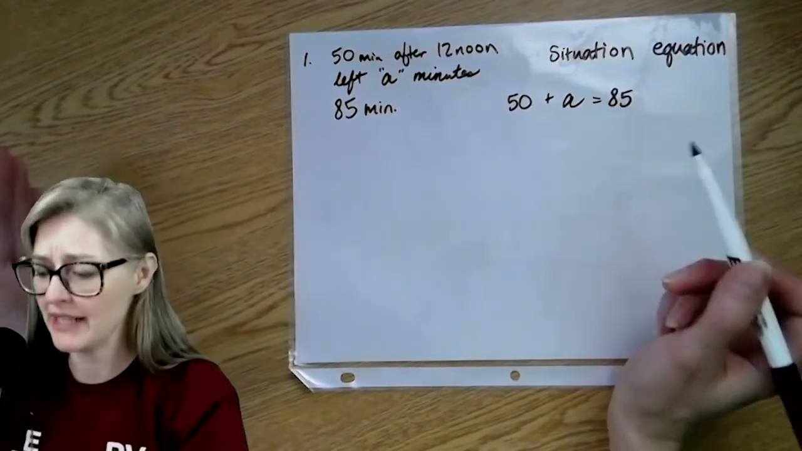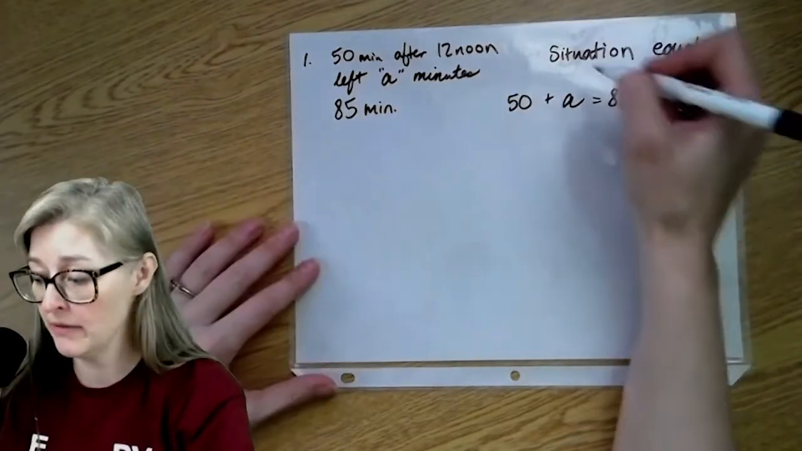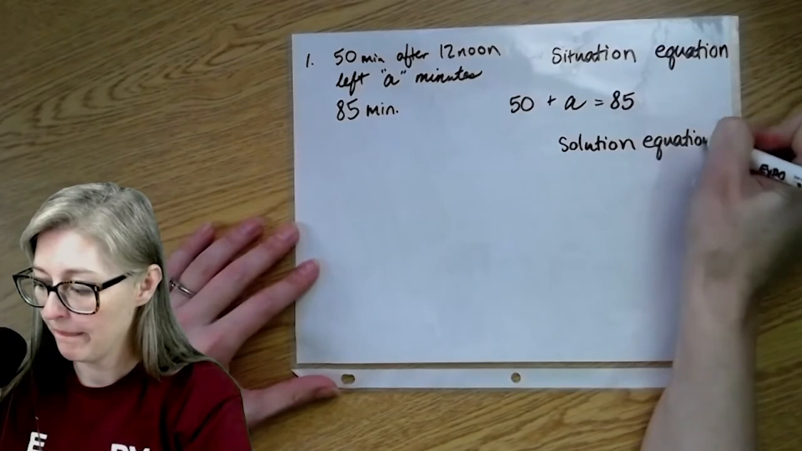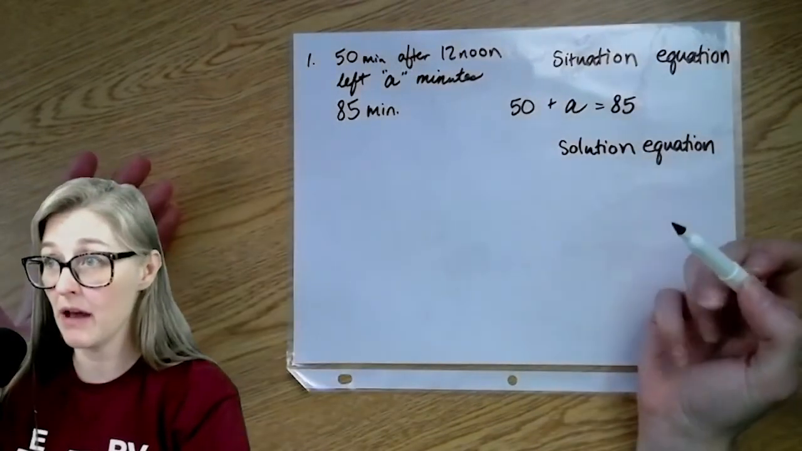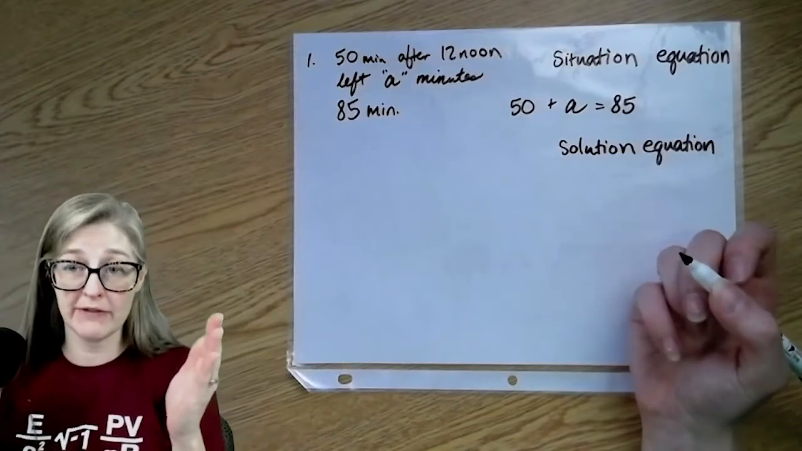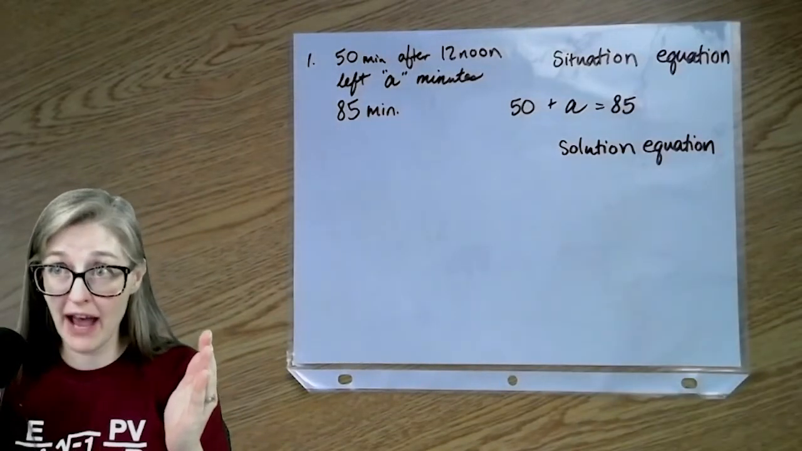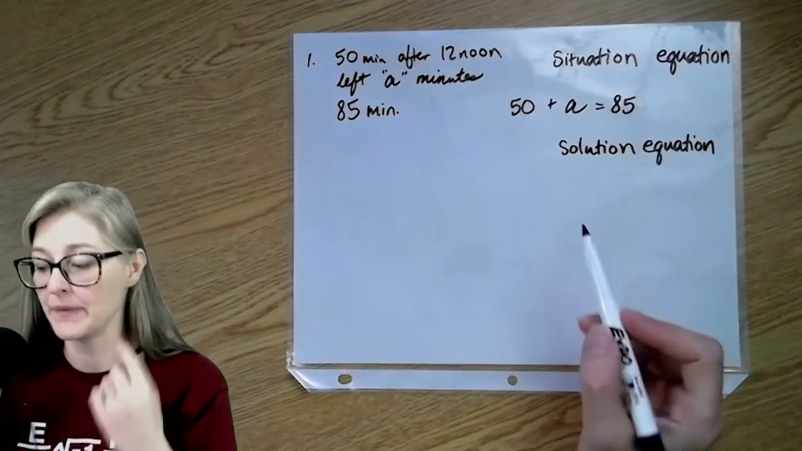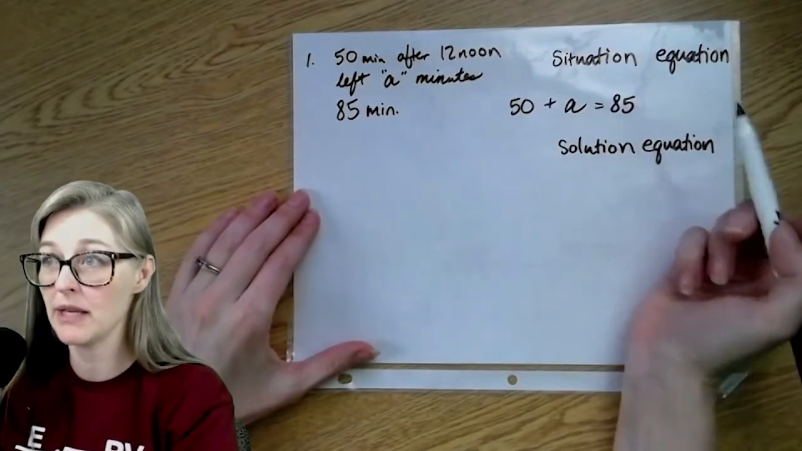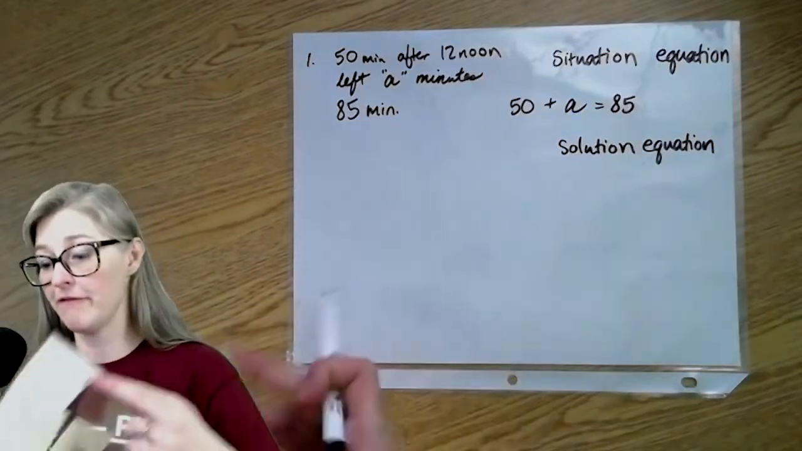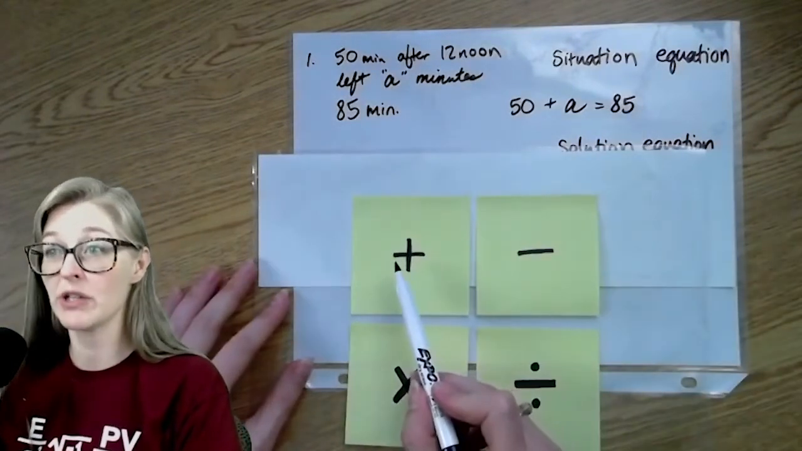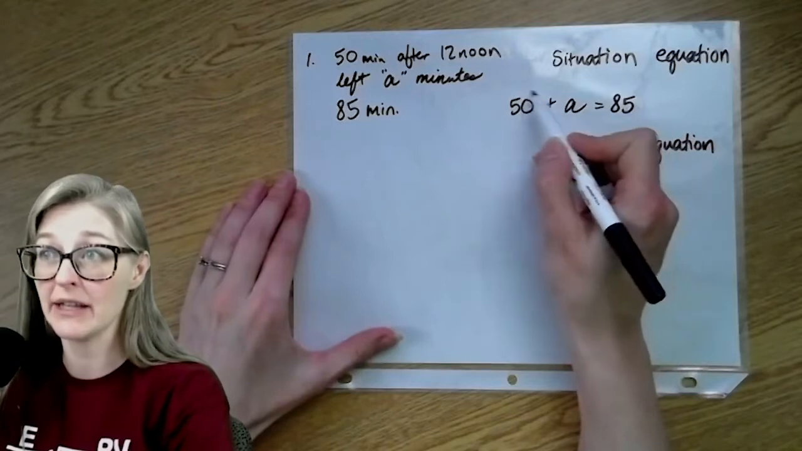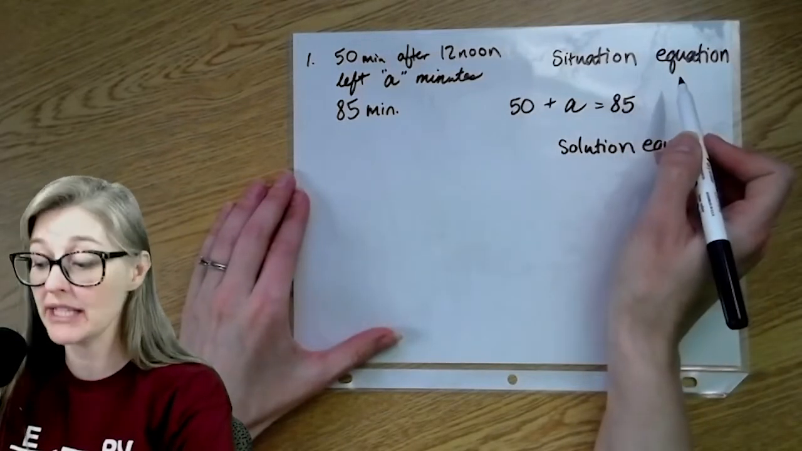In order to figure this out, for my solution I want to isolate that variable and get A all by itself. I know that they were supposed to leave at 50 minutes after. They ended up leaving at 85 minutes after. I'm going to need to do some subtraction and find out how much of that time I added on. I notice up here that I'm using addition. If you'll remember from the first lesson that we did, you have your inverse operations, and the opposite of addition is subtraction. So instead of adding this 50, I'm going to subtract it to see what the difference is.